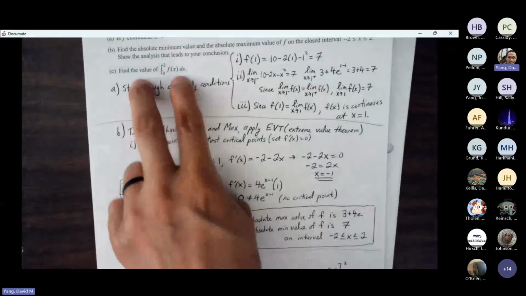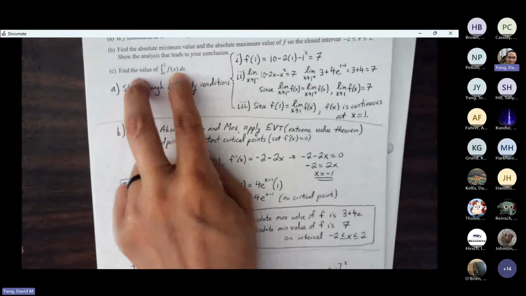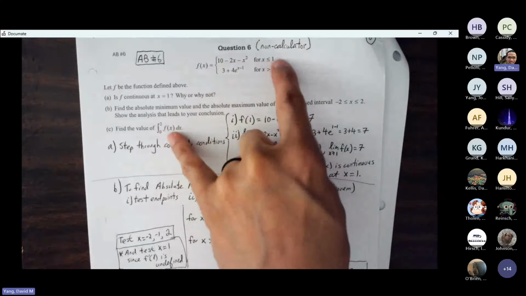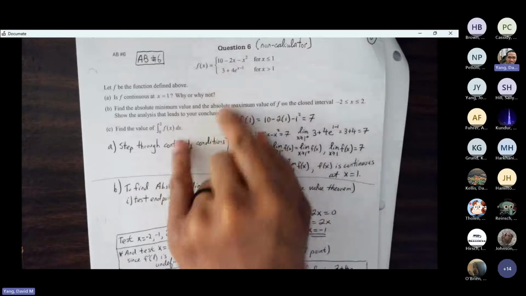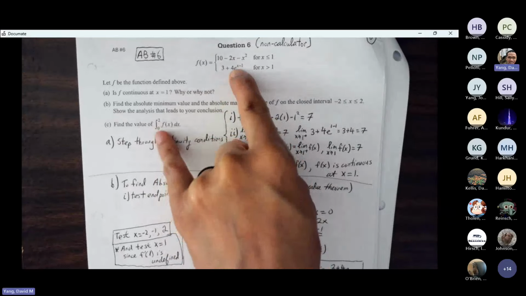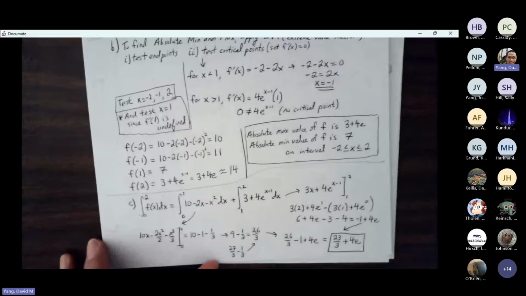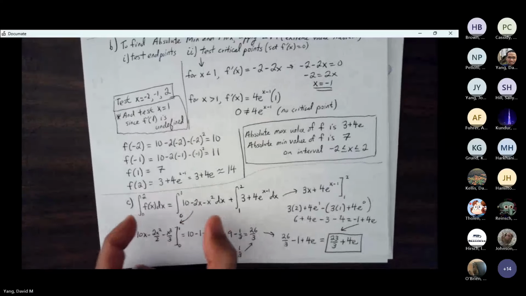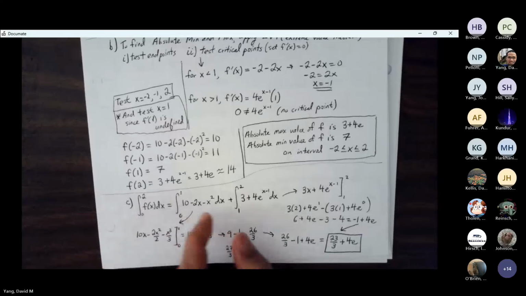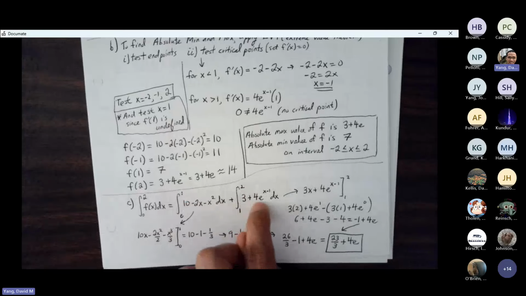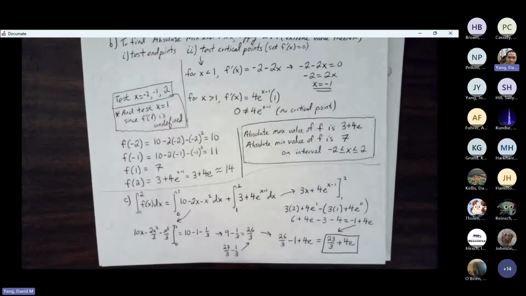Part C, find the value of the definite integral from 0 to 2 of f of x. I want to find the area under this piecewise function. Now, between 0 and 1, it's under the first curve, and then between 1 and 2, it's under the second curve. Right? So I can just do an integral notation. One integral to find the area from 0 to 1 under the 10 minus 2x minus x squared. And then from 1 to 2, it's under the 3 plus 4e to the x minus 1.